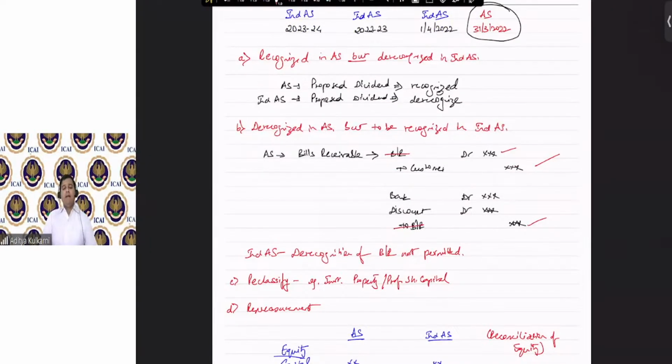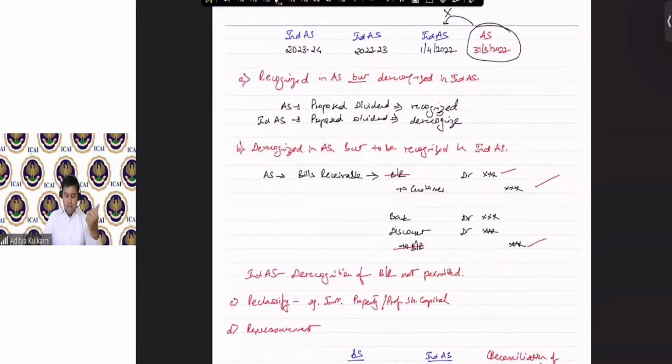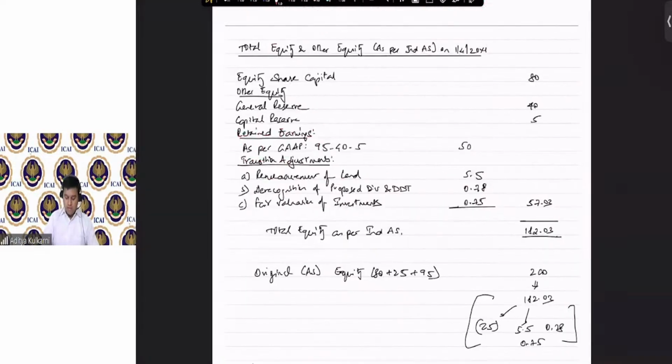So when I do my transition to Ind AS 101, broadly I'll be having four things that happen. The first one is derecognizing items in Ind AS which were earlier recognized. Second point is recognition of items which were earlier derecognized. Third one is reclassification. Fourth one is remeasurement. So these are the four critical things that we will be doing under Ind AS 101.